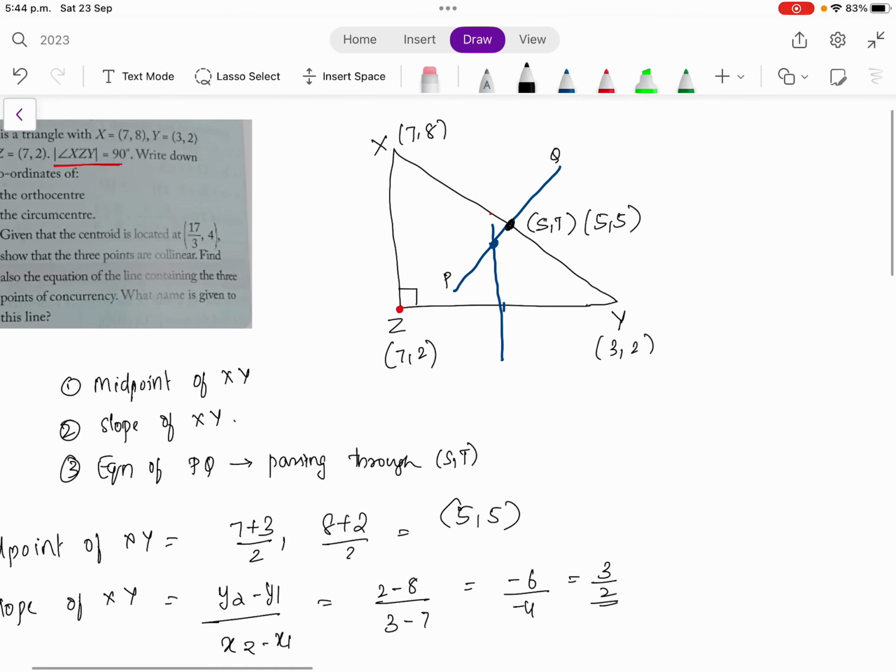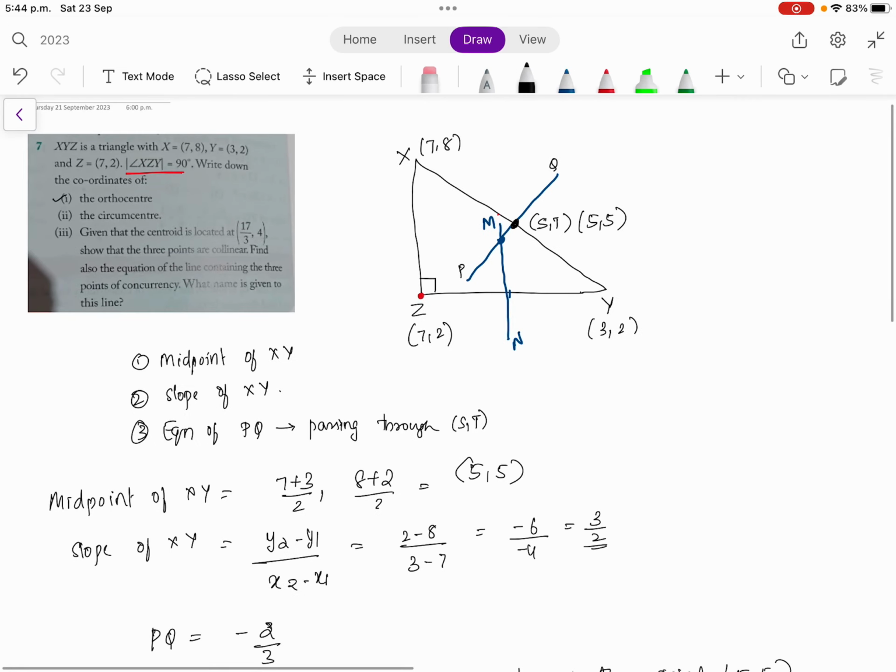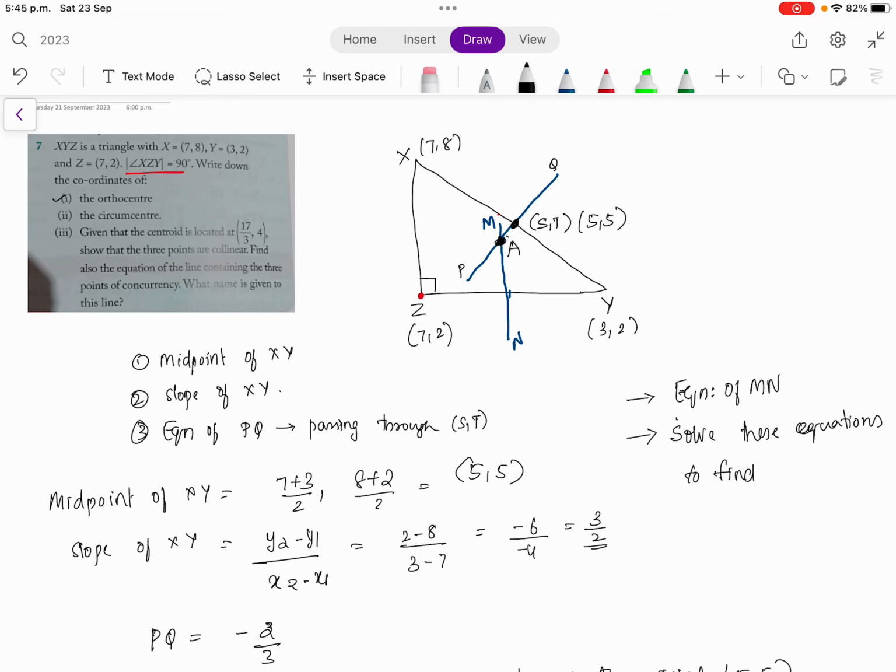Now again you have to find the equation of the line, maybe MN, the perpendicular bisector of the other side. Follow this same method to find the equation of MN. Then solve those two equations, because we need to find the joining point of the two lines. This point, maybe I name it as A, is found by solving these equations.